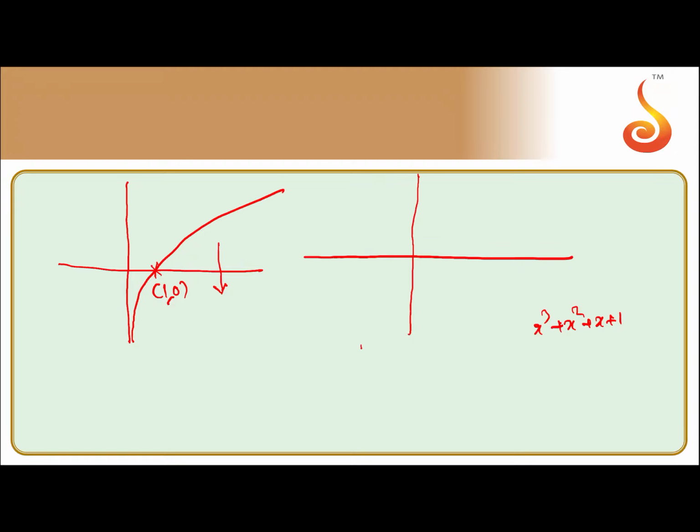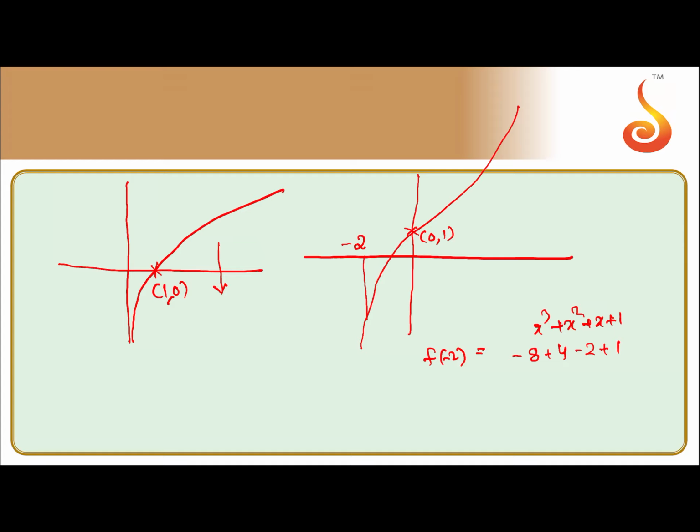So what happens? The graph will go like this, so it keeps on increasing. At x equal to 0, you get 0, 1. Suppose we take minus 2. What happens? Minus 8 plus 4 minus 2 plus 1. This is f of minus 2. So we get minus 5, you get negative. f of minus 2 is negative.